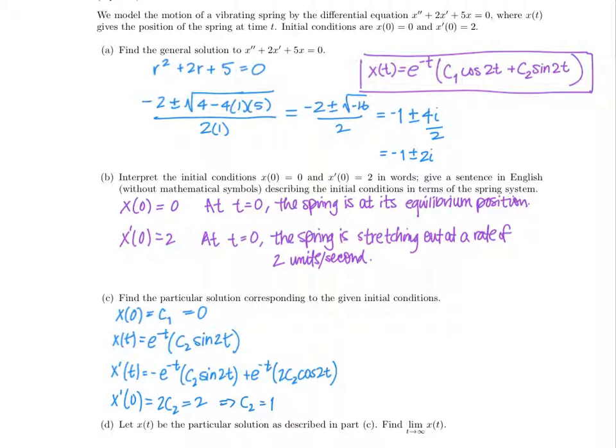So now that we know that C1 is 0 and C2 is 1, that means that x of t is going to be equal to e to the negative t. There's no C1 cosine 2t because C1 is 0. So times C2 sine 2t, and we know C2 to be equal to 1, so it's just e to the negative t times sine 2t. And that is it.